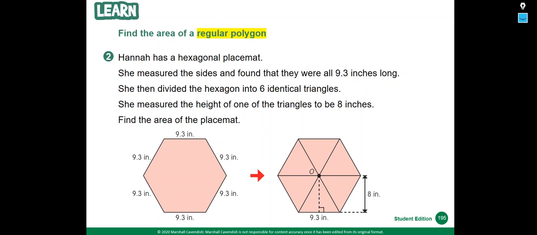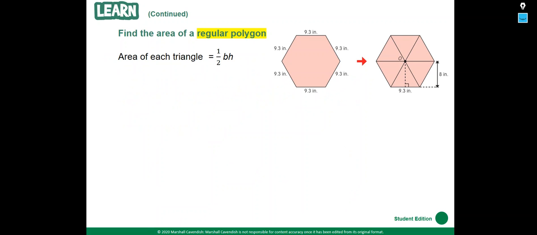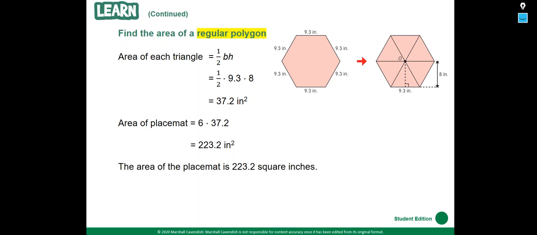You could do this on an octagon. You could do this on a nonagon. You could do this on a decagon. So, 9, 10 sides, any of those, you can find the area using this method. Okay, so they have 1/2 of the base and the height. Once again, multiplying 9.3 by 8 and then dividing it by 2, and they come up with an area of 37.2 inches squared. Okay, so in your workbook, that's what you're going to do today.